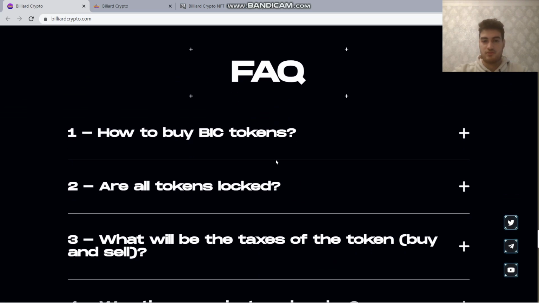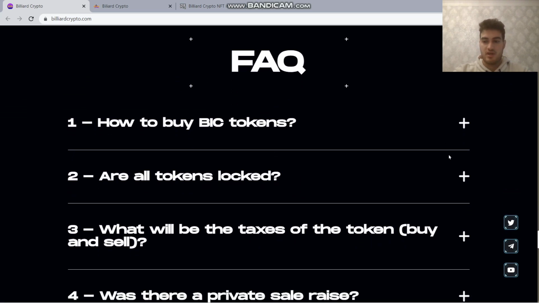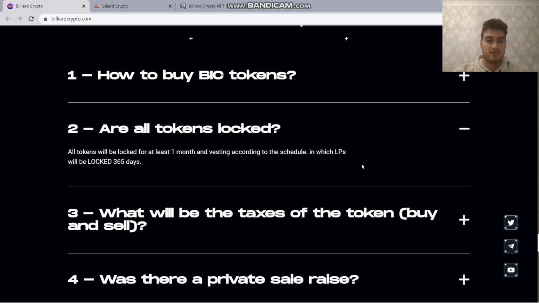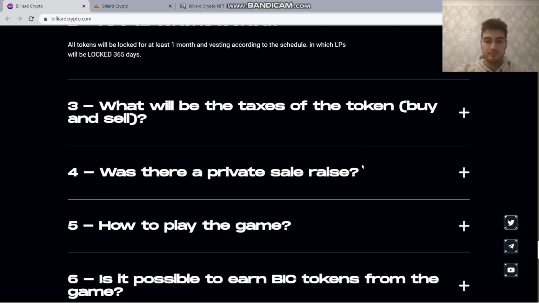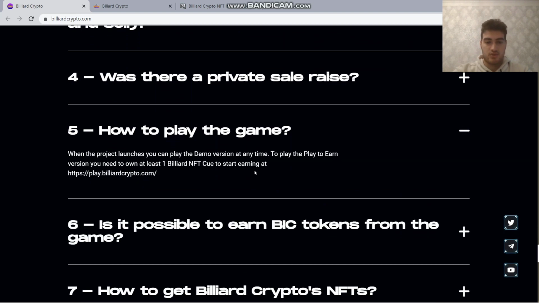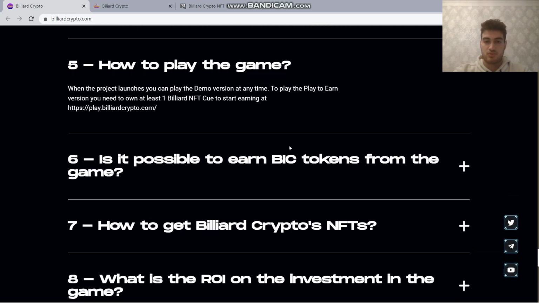And the last one is of course the questions given always. For example, are all tokens locked? The answer they give is all tokens will be locked for at least 1 month, guys, and vesting according to the schedule, in which LFs will be locked 365 days. There can be a question about how to play the game. I have showed this, so they also gave the secure HTTPS their official website to continue to play the game.